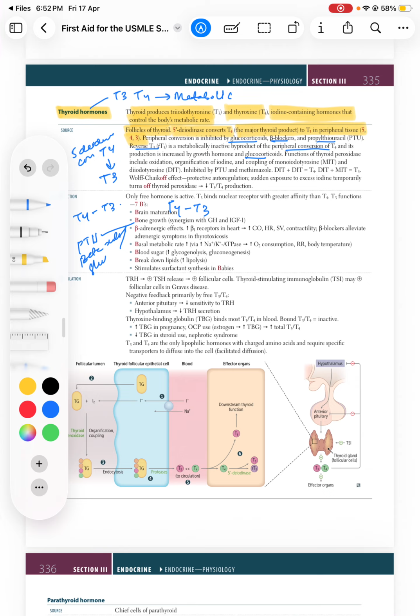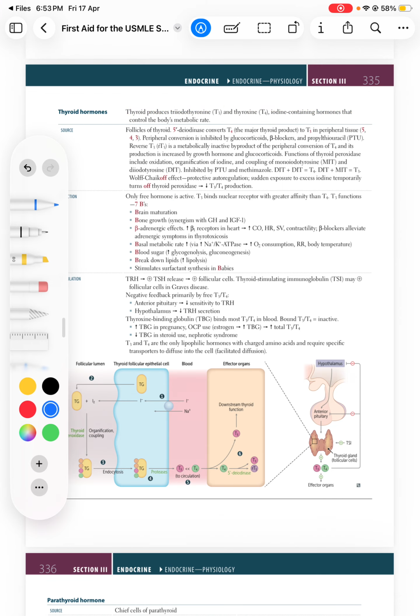Okay, so this is the concept. Now T3 is the active form. The RT3 is the reverse T3, which is a metabolically inactive byproduct of the peripheral conversion, and which is due to the action of these drugs, that is propylthiouracil, glucocorticoids, and beta blockers.